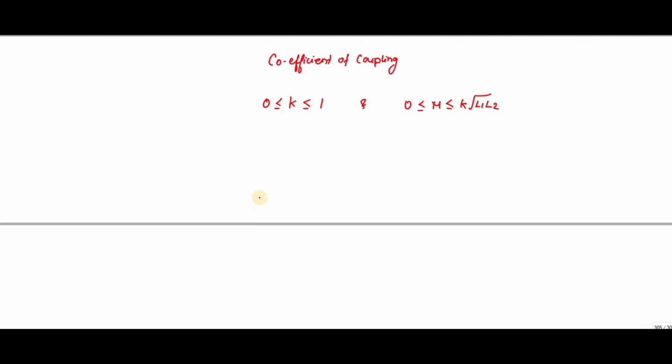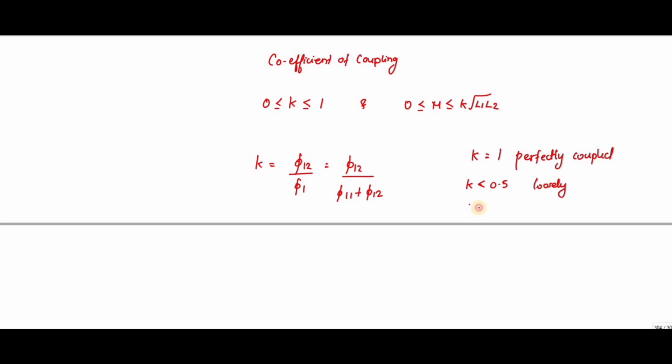If the K value is 1, it is perfectly coupled. If it is less than 0.5, it is loosely coupled. And if it is greater than 0.5, it is tightly coupled.